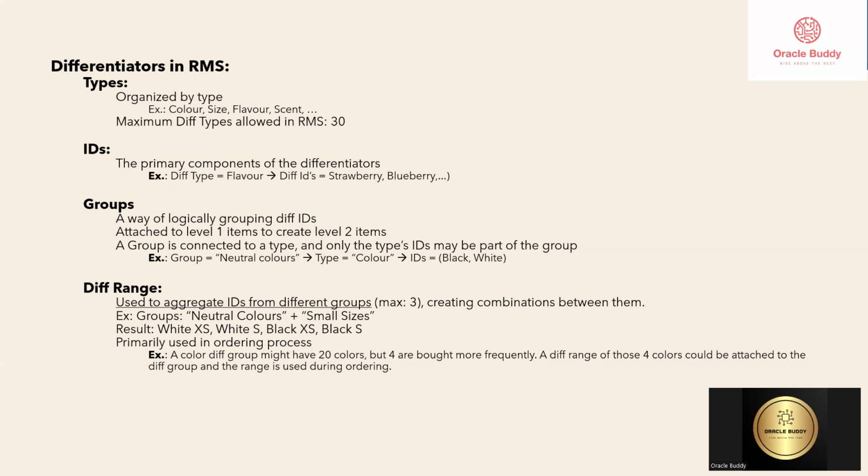Diff range is used to aggregate IDs from different groups, creating combinations between them. Suppose you want a group of neutral color plus small size, so the result will be white extra small, white small, black extra small, black small. It is primarily used in the ordering process. A color diff group might have 20 colors, but out of them 4 are bought more frequently. So a diff range of those 4 colors could be attached to a diff group, and the range is used during the ordering.